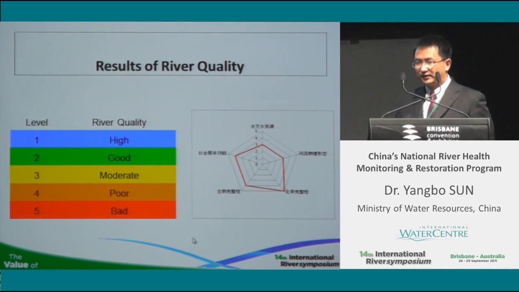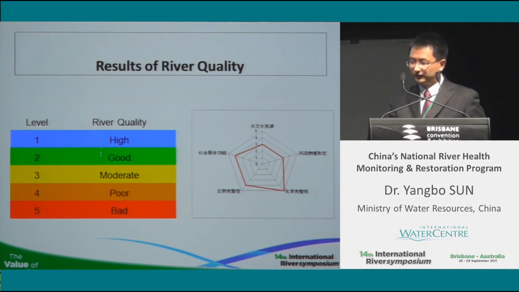As for the result of this river health assessment program, we are going to classify rivers into 5 categories. That means from high, good, moderate, to poor and bad water quality. This is very similar to the European practice in the Water Framework Directive, which means depending on our target, to restore a river to good or high or moderate conditions. And this evaluation was based on all these 5 components, which means indicators from hydrology, morphology, chemical, biology, and social functions.